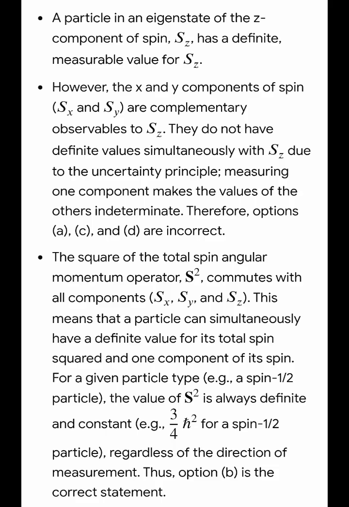Then the square of the total spin angular momentum operator, that means S square, commutes with all the components Sx, Sy and Sz. This means that a particle can simultaneously have a definite value for its total spin squared and one component of its spin. So if you take an example of a spin half particle, S square value is equal to 3 by 4 h cut square. So regardless of the direction of the measurement, it always has a value for S square. So the answer is option B.